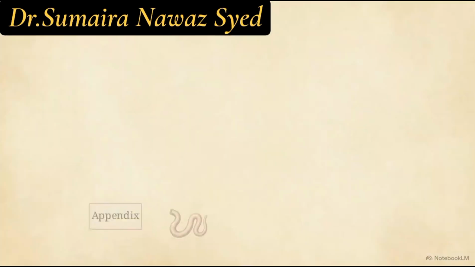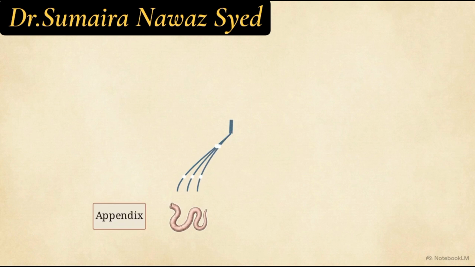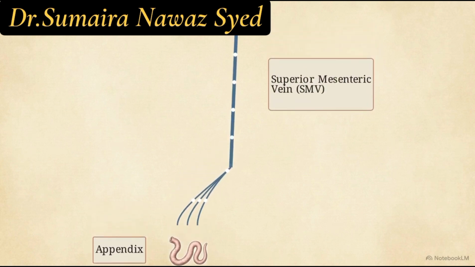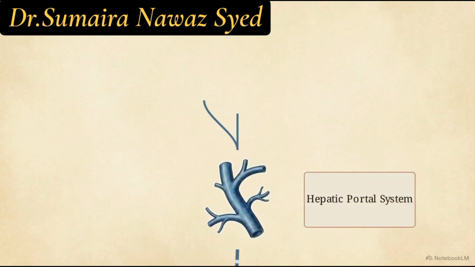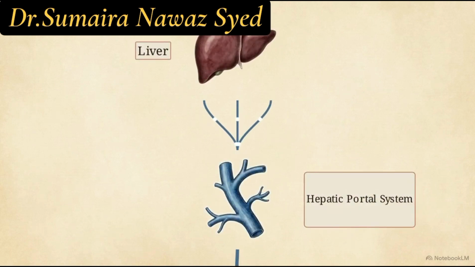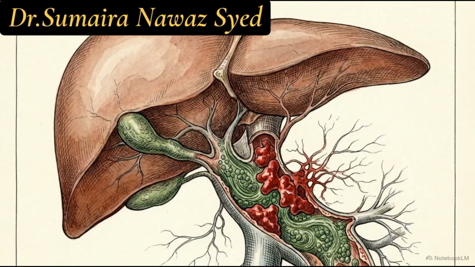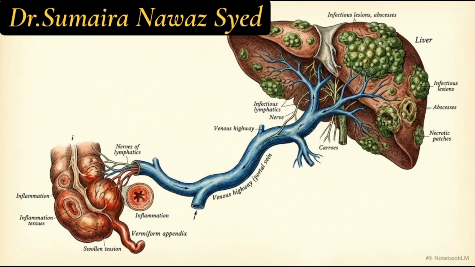The appendicular veins follow the path of the arteries, terminating directly into the superior mesenteric vein. The superior mesenteric vein then drains upward, feeding directly into the hepatic portal vein system. If untreated suppurative appendicitis seeds this venous pathway with bacteria, it triggers pylephlebitis, a severe and potentially lethal thrombophlebitis of the portal vein. Because of this direct venous highway, a localized inflammation confined to a 2-centimeter tube can rapidly cascade into a catastrophic systemic liver infection.